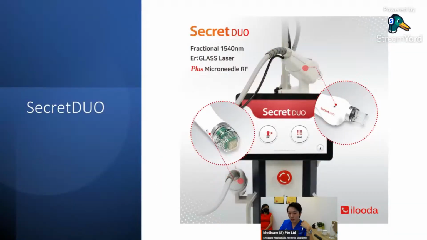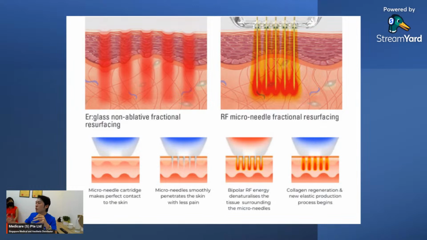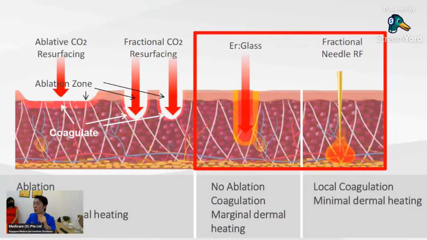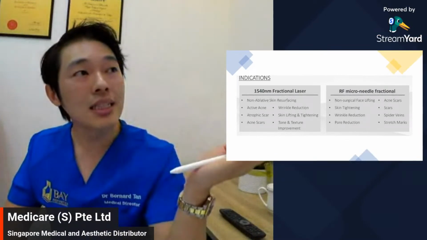Okay, so we'll zoom in a bit more to talk about the SecretDUO. As I shared earlier, how it's different is that it's not only an RF microneedling, but it also has an additional skin tightening laser, a non-ablative laser of 1540 wavelength. I think they complement each other, because the RF microneedling obviously penetrates deeper, and the laser seems to help tighten the epidermis and the more superficial layers.